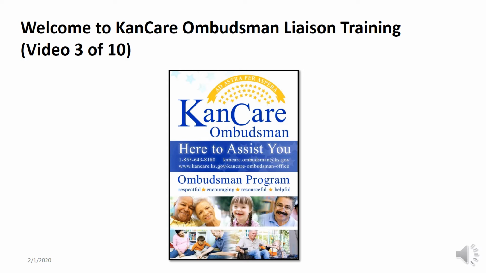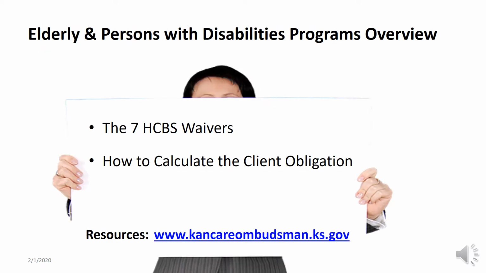The KanCare Ombudsman Office is here to help Kansas Medicaid applicants and members and those who assist them to navigate the system and resolve their KanCare issues so that they can get and keep their KanCare services. Today we'll be doing an overview of the programs for the elderly and persons with disabilities.